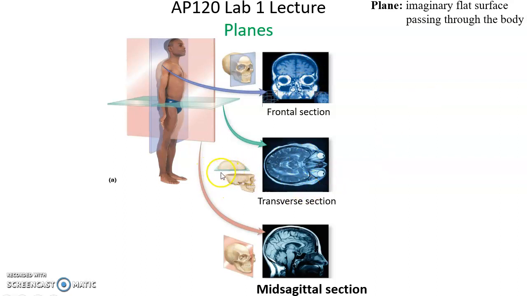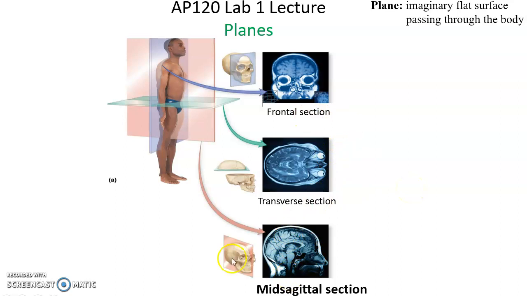A transverse plane will cut through the structure, say the head in this case, giving you a superior and inferior piece, a top and bottom piece. And when the plane cuts through, you get the transverse section. So in this case, looking at the head, we can see the brain again, the eyes again, nasal cavity, but it looks very different from the frontal section.